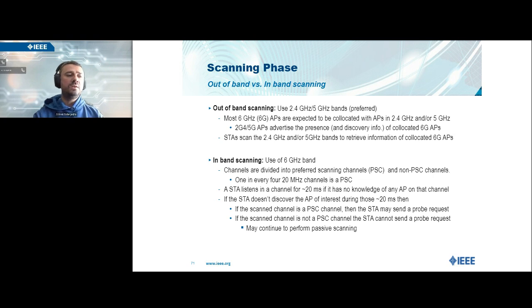Out-of-band scanning is in the case of co-located APs, like access points that are advertising the presence of other APs in the other band. If you're scanning the 2.4 gigahertz band and an access point is saying that there is a 6 gigahertz AP operating in that particular channel, and you discover it, that's out-of-band scanning. So to avoid the station going to the 6 gigahertz band and starting to scan, it first goes to the 2.4 or 5 gigahertz band, whichever it supports, to find out if any of the candidate APs of the 6 gigahertz band are discoverable by this means.